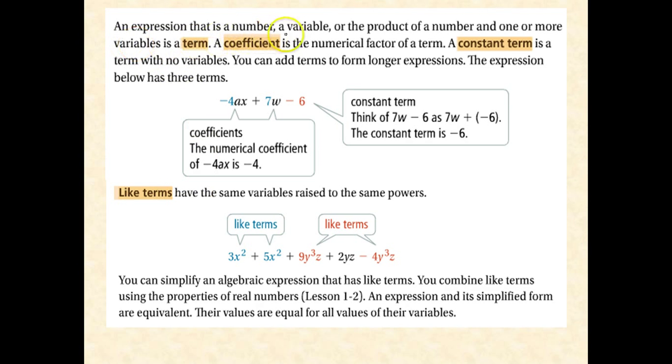An expression that is a number, a variable, or the product of a number and one or more variables is a term. So this is what a term looks like. It can be any one of these.